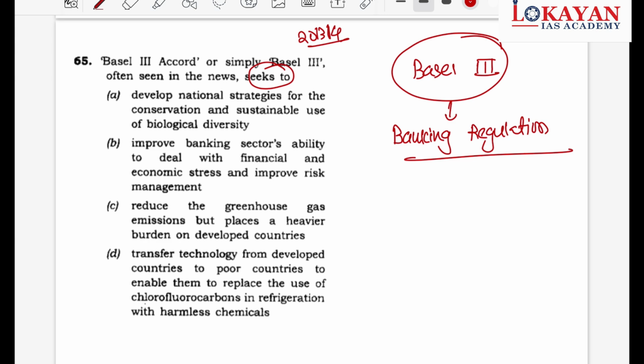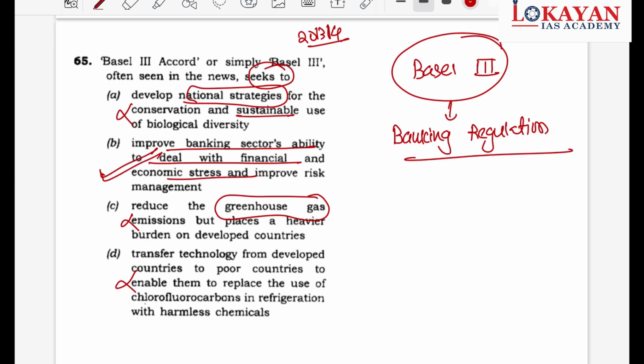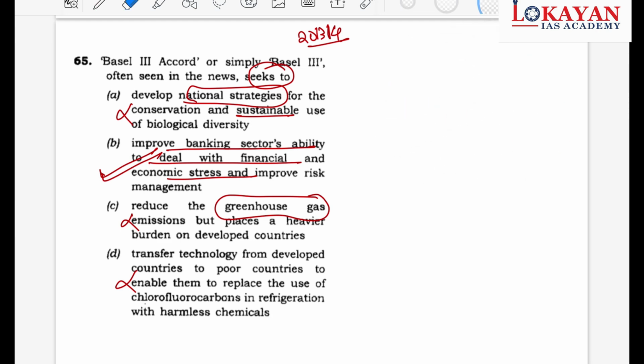The first option says regarding national strategies for conservation and sustainable biological diversity. Is anything regarding banks mentioned here? No. So eliminate this straight away. Read the third option. It is about greenhouse gas. Eliminate. The fourth option is regarding transfer of technology from developed to developing countries. Eliminate. There is only one option left, that is B. It says improve banking sector's ability to deal with financial and economic stress and improve risk management. So B is the correct answer. But there is very little possibility that UPSC will ask such a simple question now. So let's understand the Basel Accord.